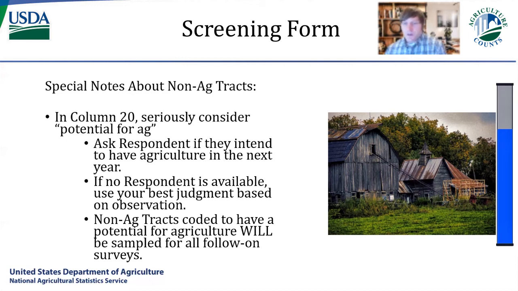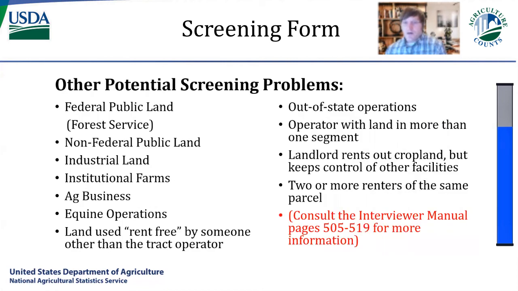If a non-ag tract is coded as having potential for agriculture, as in Code 1 or Code 2 in those checkboxes, then the tract will be sampled for all follow-on surveys, including the quarterly agriculture surveys, cattle, sheep, goats, hogs, labor, and others. The interviewer's manual discusses several other specific issues when you run into particular problems during screening, including several of those listed here.